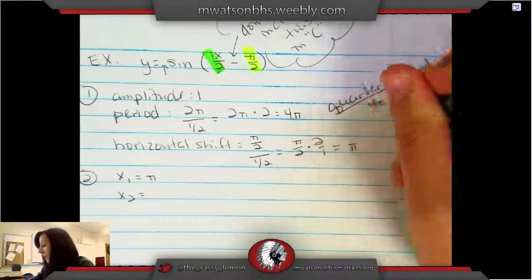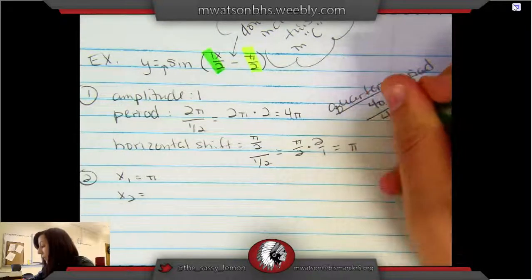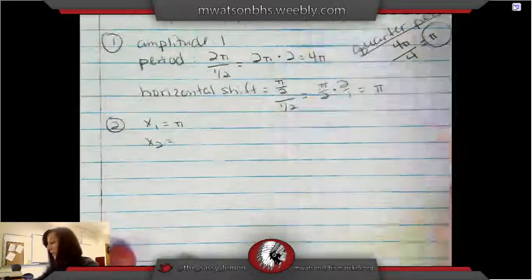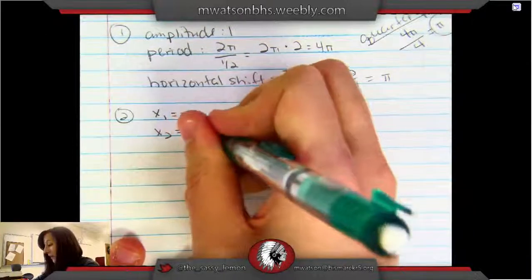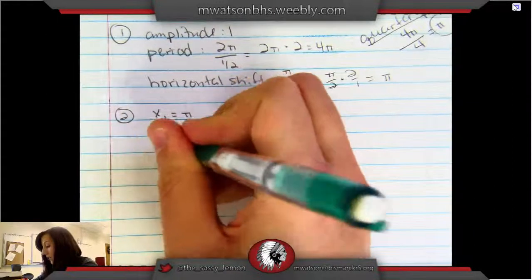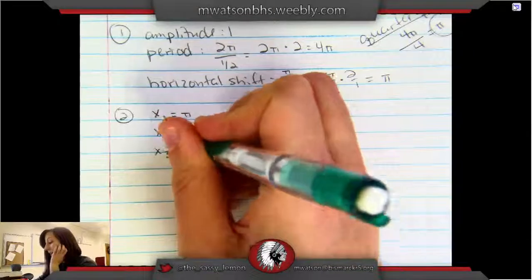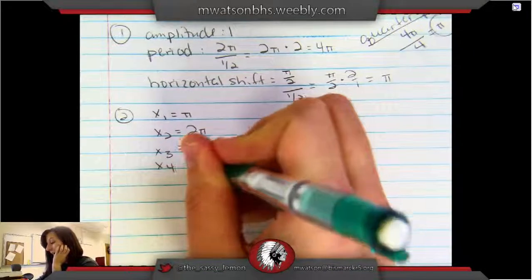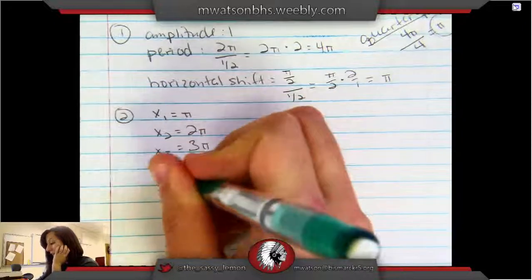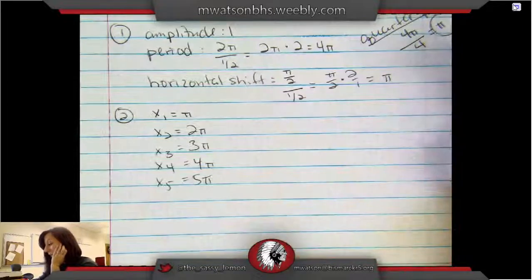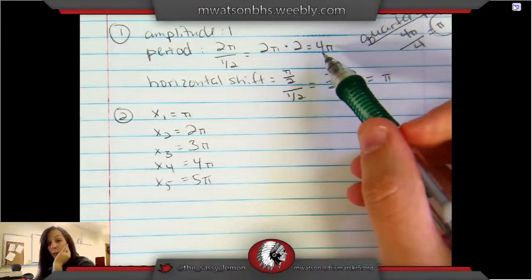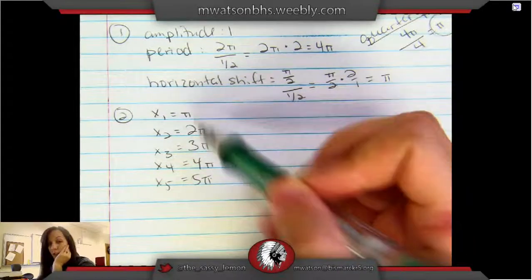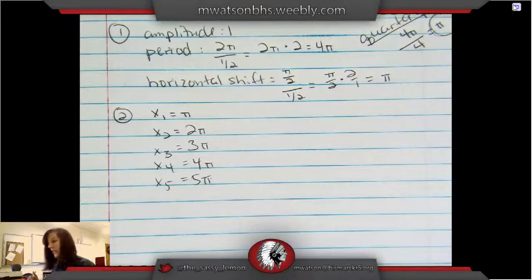4 pi, that's my period, divided by 4 equals pi. So my quarter period is pi. So I'm going to add pi to pi and get 2 pi. X sub 3, I'm going to get 3 pi. Oh, this is easy. X sub 4, 4 pi. And x sub 5, 5 pi. And you notice my period was supposed to be 4 pi. How far do we go from starting point to ending point? 4 pi. So we know we're in the right direction.